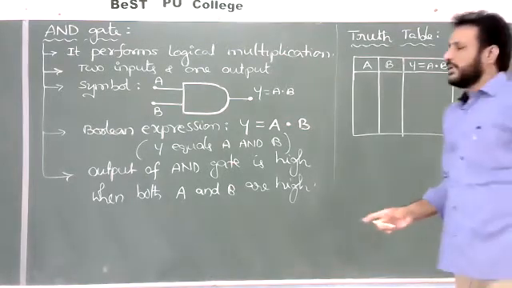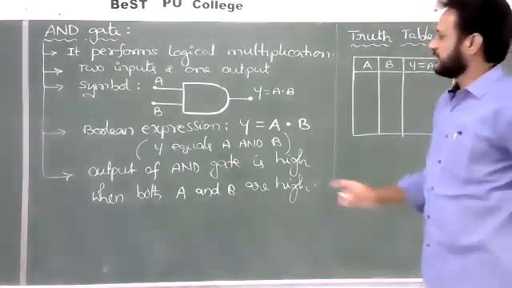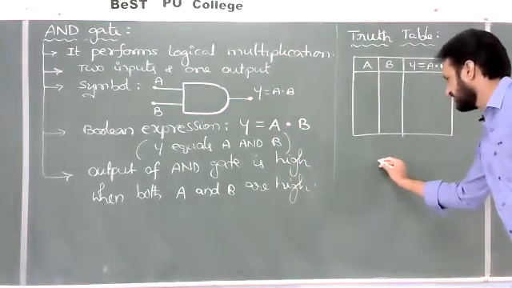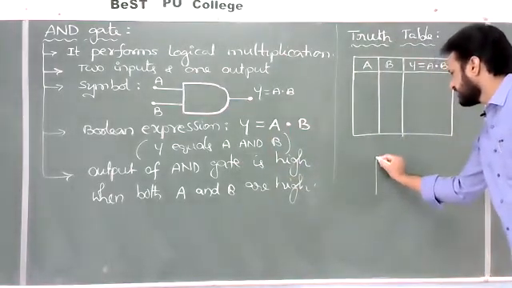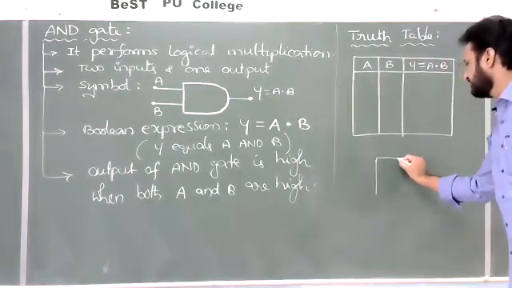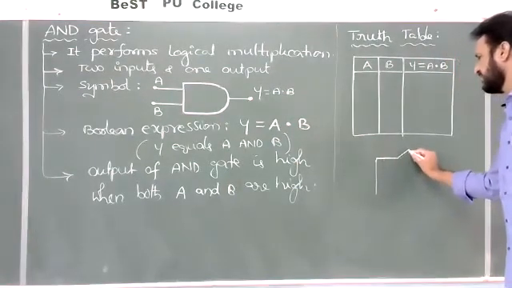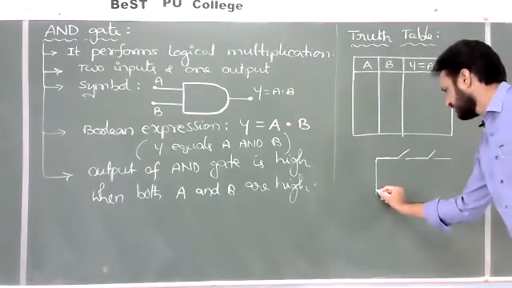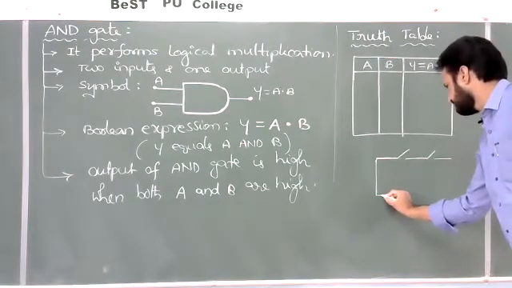Now, what are the possible values? To explain this one, I'll use a simple circuit diagram like 2 switches I'll take, but in exam no need to write this one. We can draw like this.